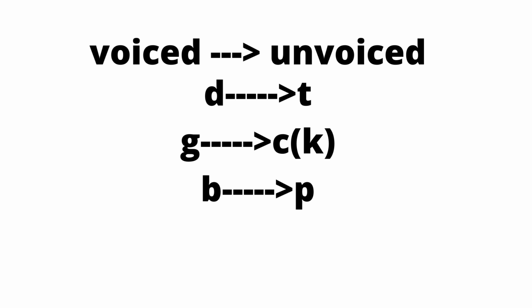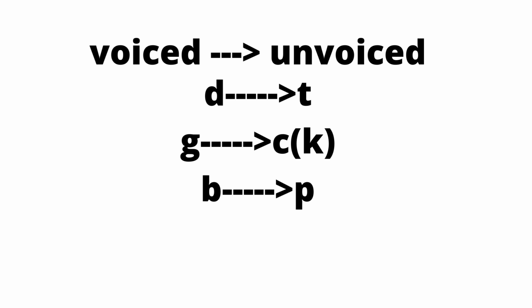So the mouth shape is the same, but one has a voice and one doesn't. And the three main ones in Gaelic that switch are D goes to T, G goes to C. It's a hard C, it's the K sound. There's no K in Gaelic, so there's a C. But B goes to P. So let me just demonstrate those a little bit.